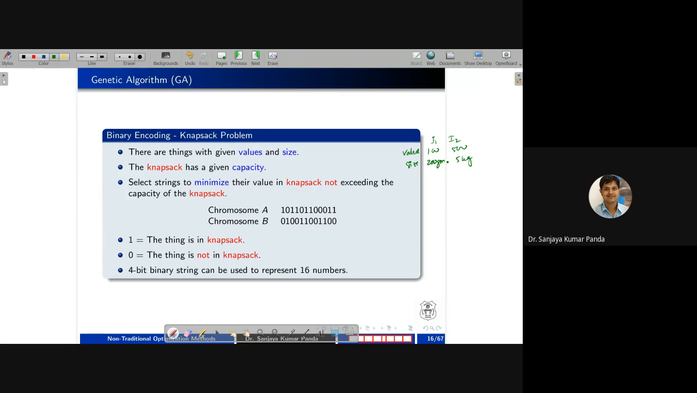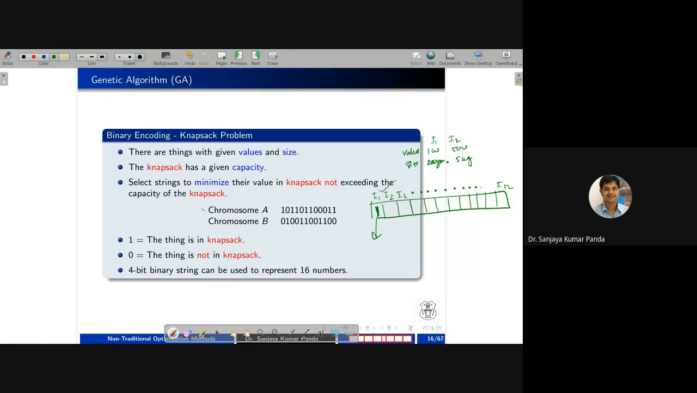I can represent my chromosome with 12 different cells: 1, 2, 3, 4, 5, 6, 7, 8, 9, 10, 11, 12, right? So this is for I1, this is for I2, this is for I3, up to I12. So you have 12 different items. If I'm writing 1, it indicates that you are putting this particular item in your knapsack, means you are interested to buy this particular item.